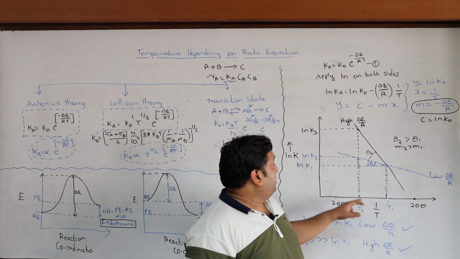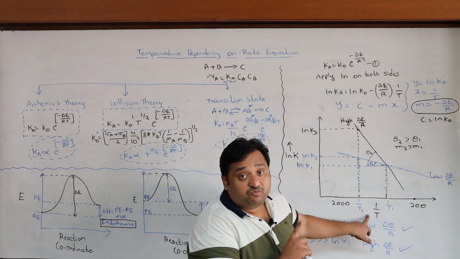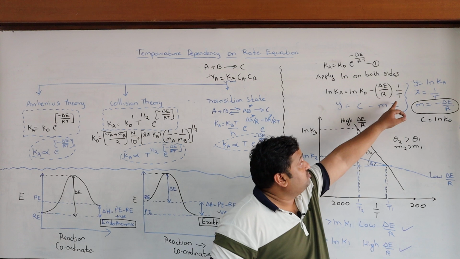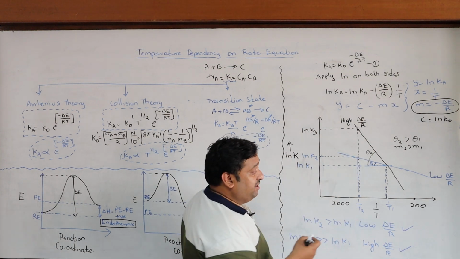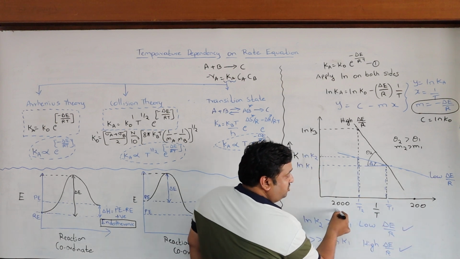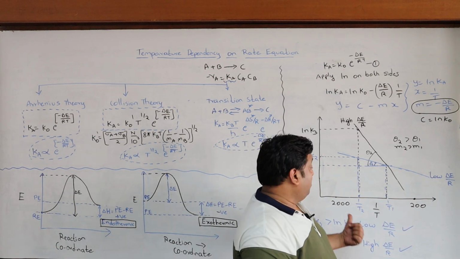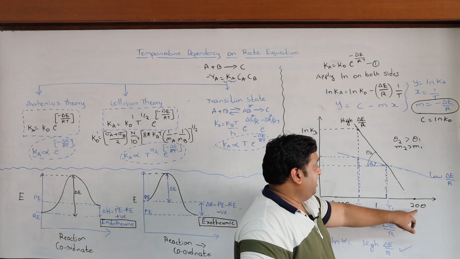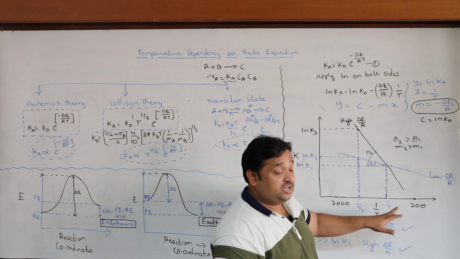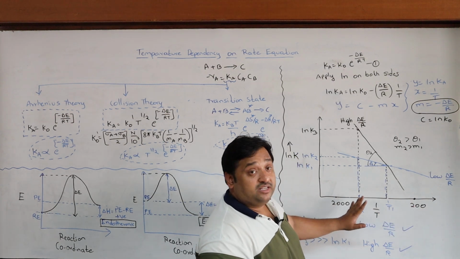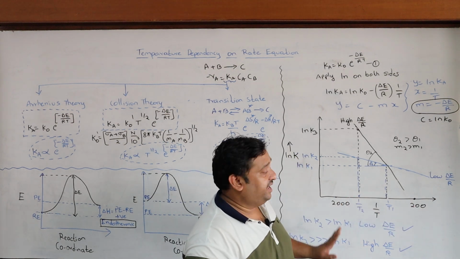The graph is plotted between ln k and 1 by T. Remember, this is 1 by T, not T. As T increases, 1 by T decreases. That is why 2000 is here and 200 is on the right-hand side. It's not 200 here and 2000 here. As you increase the temperature, the value shifts, that is how it looks.